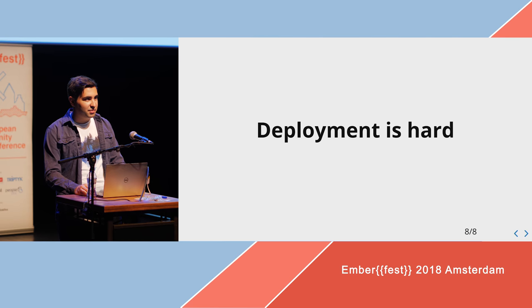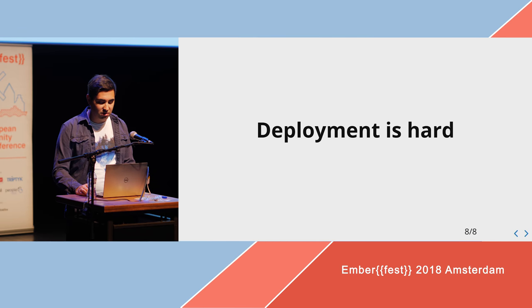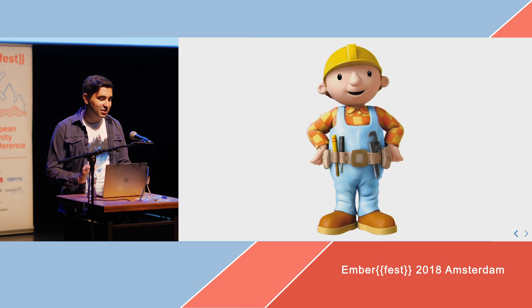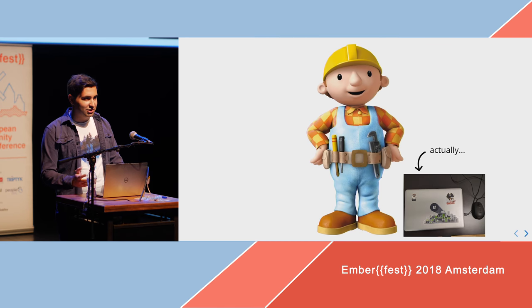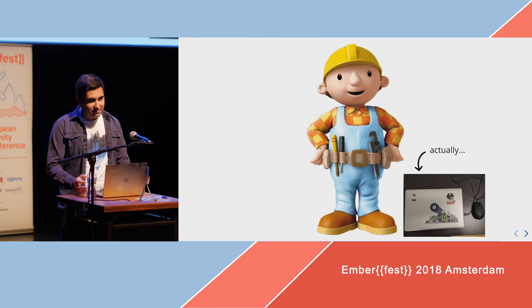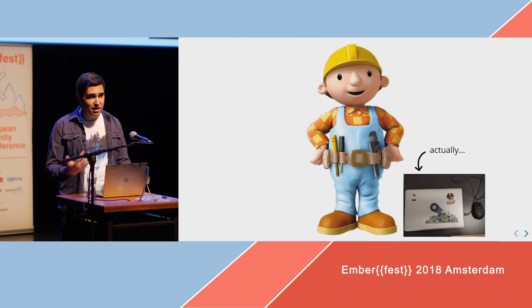So we ended up having this old MacBook lying around in the office that we lovingly called Bob the Builder, because we only used it to build our app. He actually looks like that. It's just an old MacBook with Ember stickers on it. So you can probably imagine that it was a really annoying process.